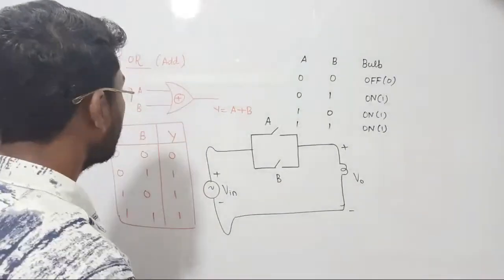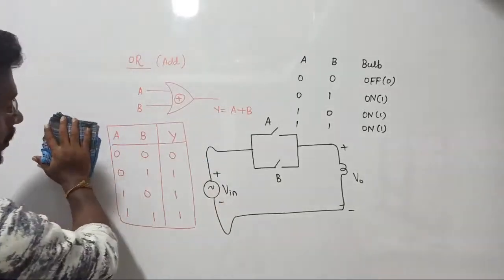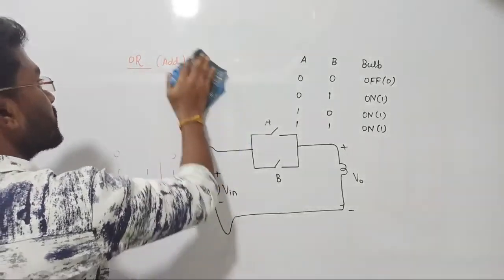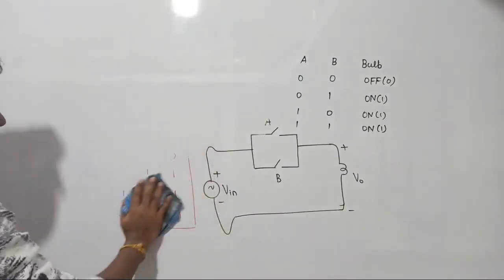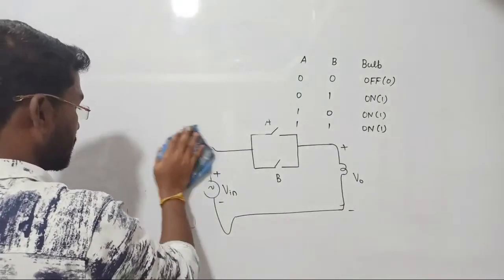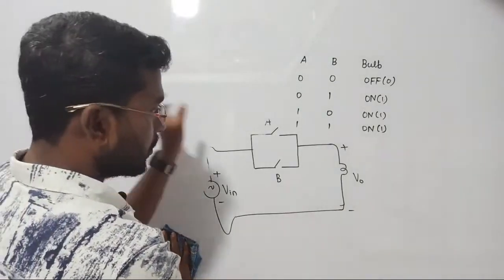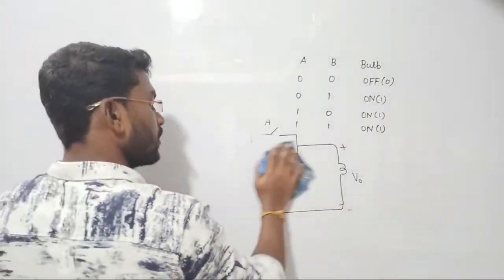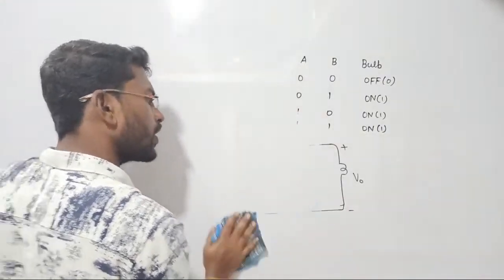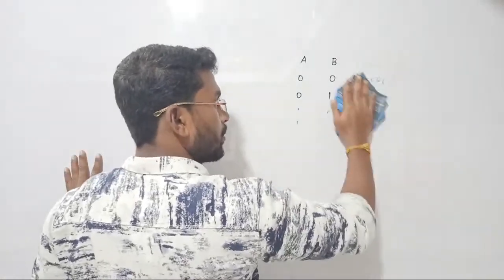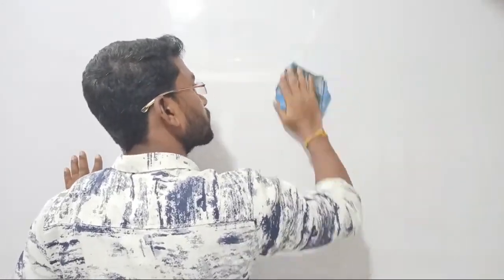So let me rub this one. Let us select the next one. The next type of gate is the NAND gate. So let me rub these things. You can just do it by yourself. Anyway, I'm doing it.